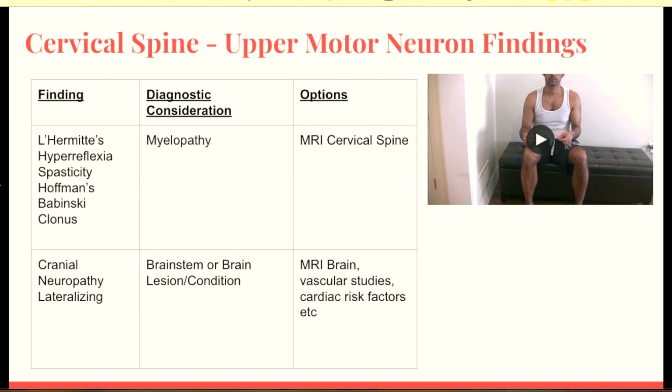Once I've done that, I want to get a sense of whether or not there are upper motor neuron findings. To try and distinguish whether or not it could be above the cervical spine, I use a jaw jerk, and that'll help guide whether or not I need to do other investigations, such as an MRI of the cervical spine and or potentially considering an MRI of the brain or vascular studies.